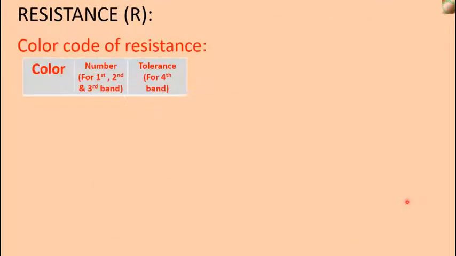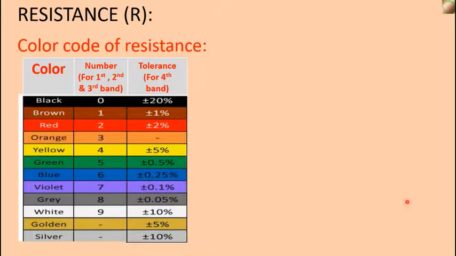Color code of resistance. Here are the color numbers for the first, second and third bands, and for the fourth band the tolerance percentage is given. For black it is 0, for brown 1, red 2, orange 3, yellow 4, green 5, blue 6, violet 7, gray 8, white 9, golden.